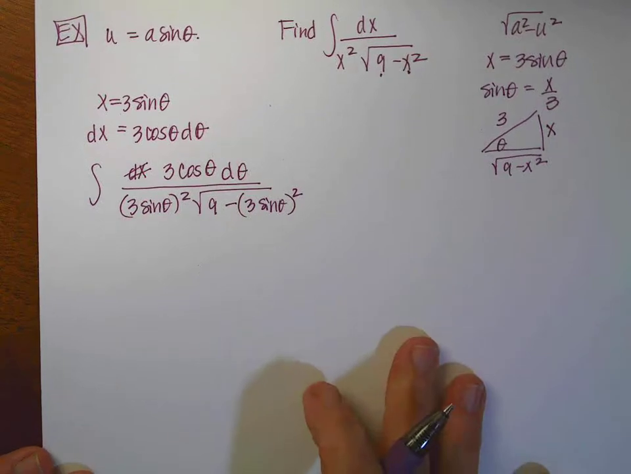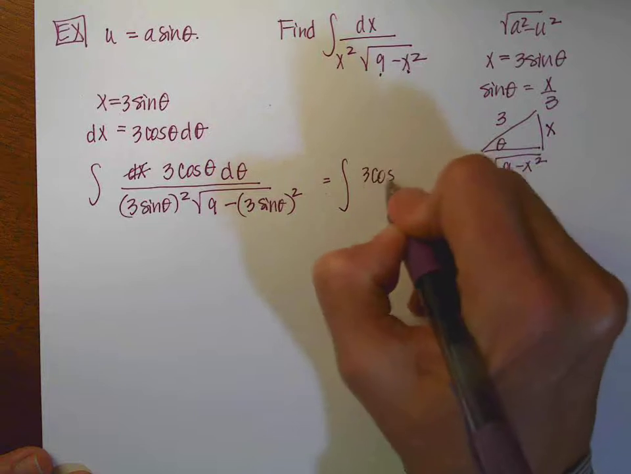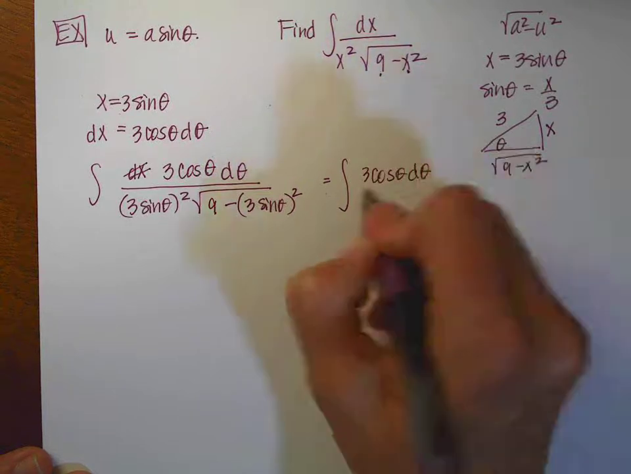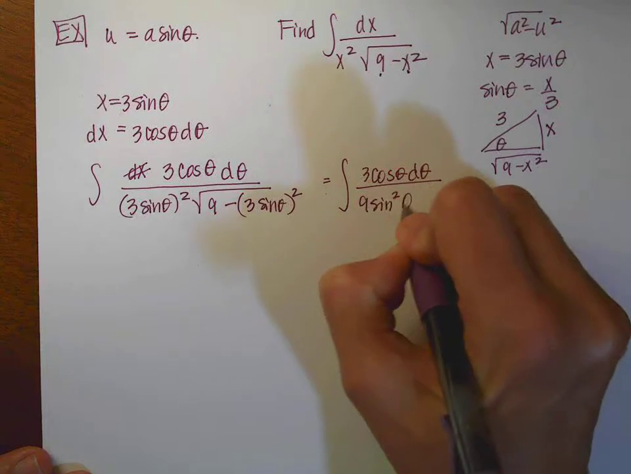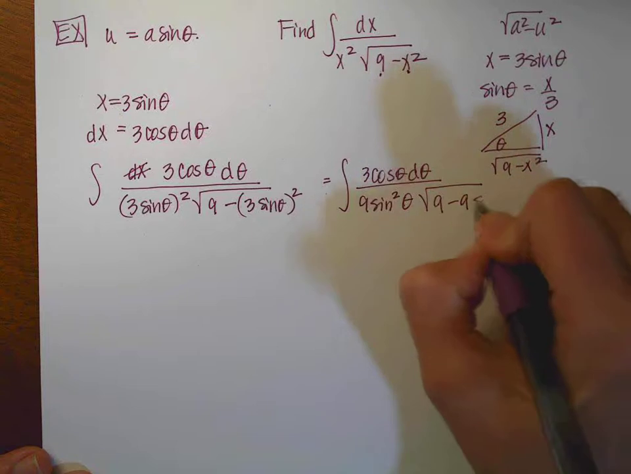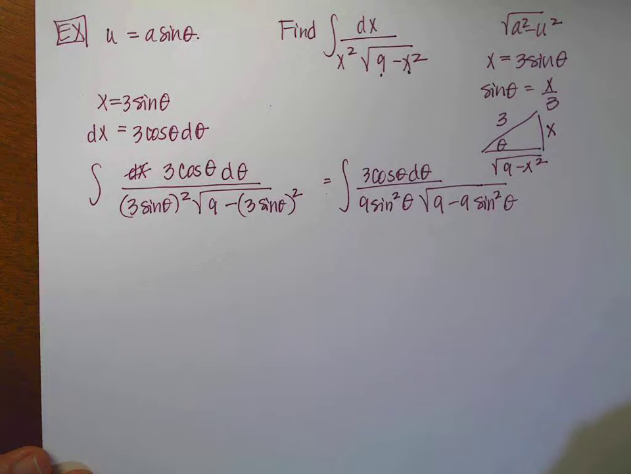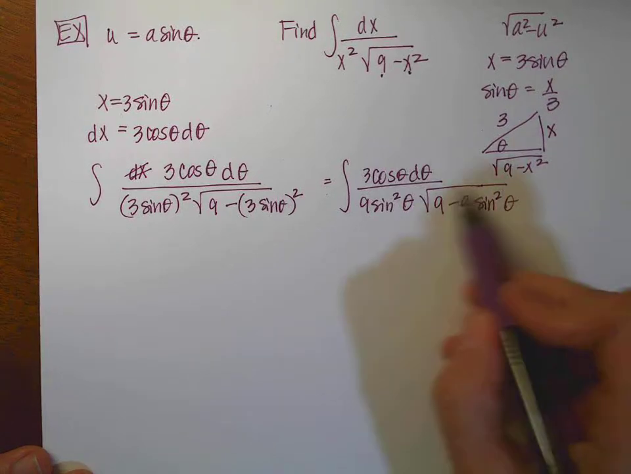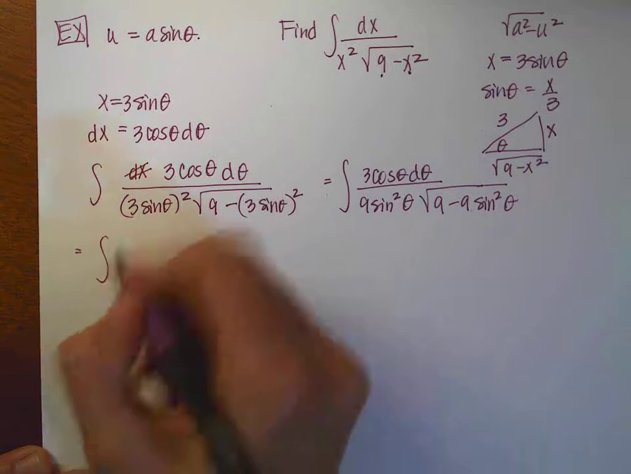So I just wrote this all out the first time. Next time, I think we'll be able to skip some steps. So then this is the integral of 3 cosine theta d theta over 9 sine squared theta times the square root of 9 minus 9 sine squared theta. If you'll remember work that we've done in the past, the goal is to get rid of the radical, so I'm going to factor on the inside.